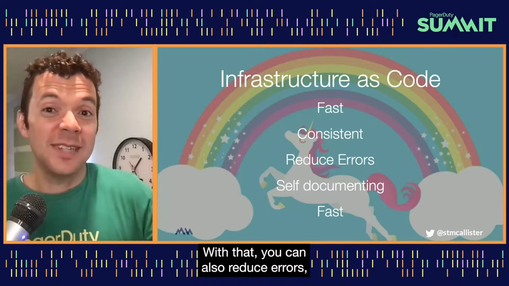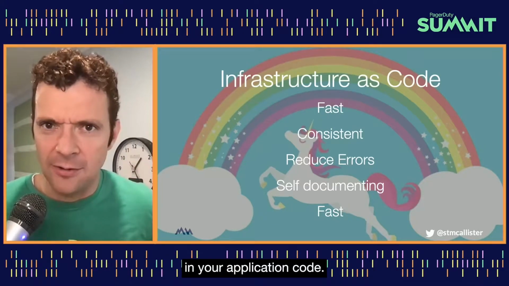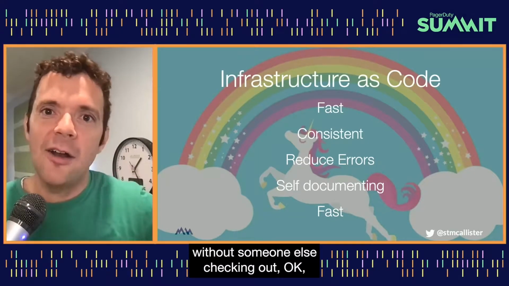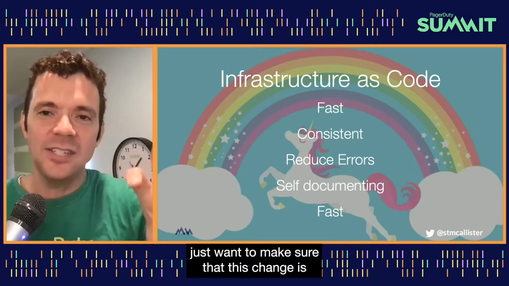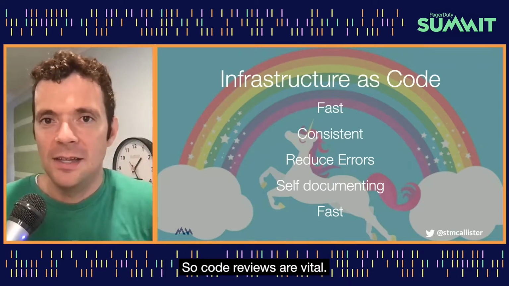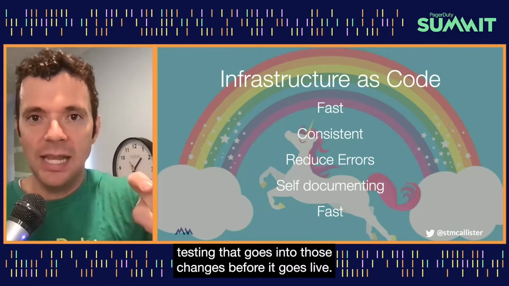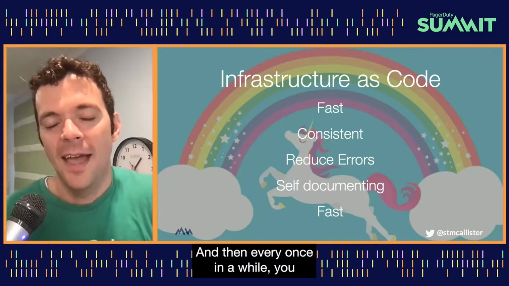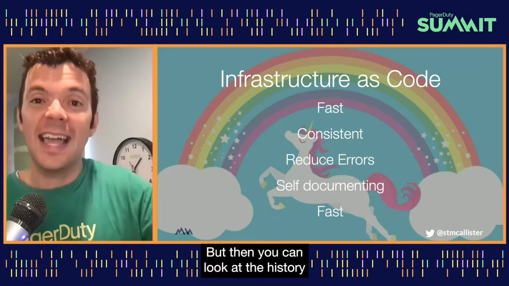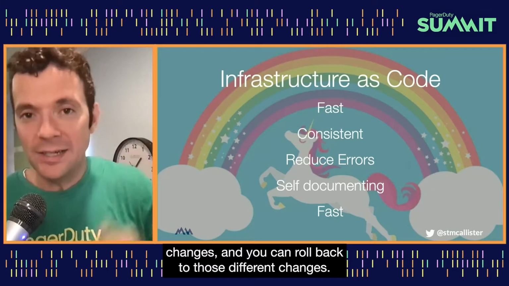With that, you can also reduce errors because your company has worked hard to reduce errors in your application code. Your application code isn't going to go to production without code reviews, without someone else checking, okay, just want to make sure that this change is what we intend it to do. And no, I don't think it's going to have any adverse effects. So code reviews are vital. You can also have some automated testing that goes into those changes before they go live. And then every once in a while, you might need to go back and look at something that has created problems, but then you can look at the history because you'll have a history of all your infrastructure changes, and you can roll back to those different changes.